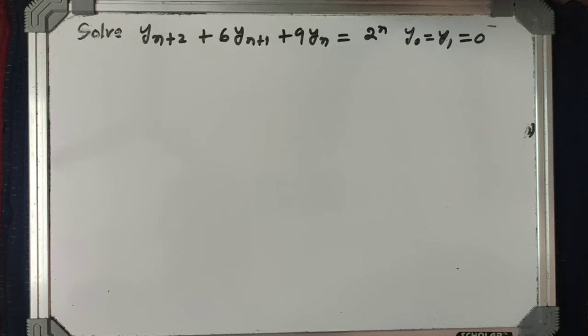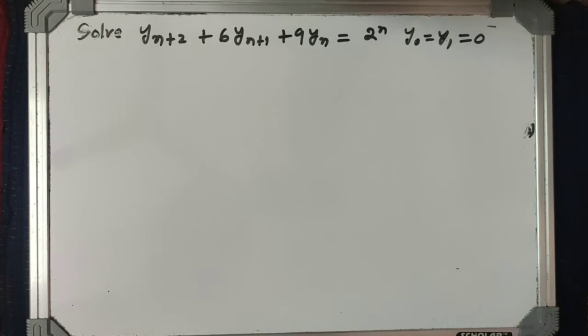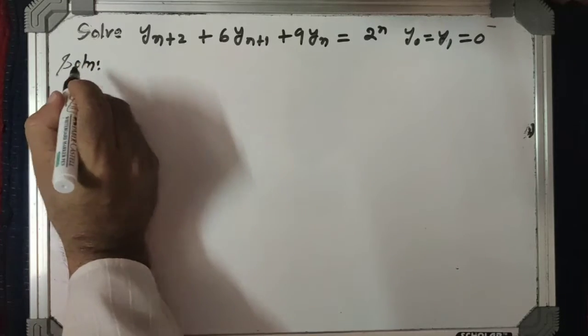So let us solve the difference equation y(n+2) + 6y(n+1) + 9y(n) = 2^n with the initial conditions y(0) = y(1) = 0. So the first step is to apply the Z transform on both sides.